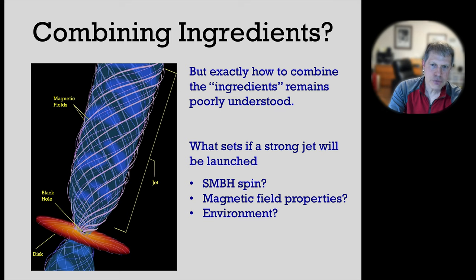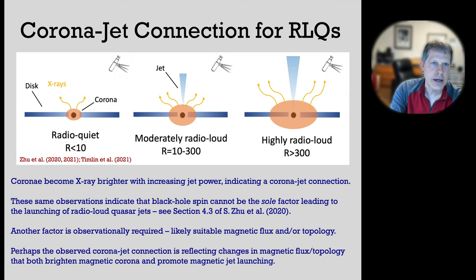We do have some interesting and useful observational constraints there. One, I would argue, goes back to this corona-jet connection for radio-loud quasars that I had mentioned, where we observe the corona becoming X-ray brighter with increasing jet power, indicating there is a corona-jet connection present. These same observations indicate that black hole spin cannot be the sole factor leading to the launching of radio-loud quasar jets. It certainly is a factor, but it can't be the only one.